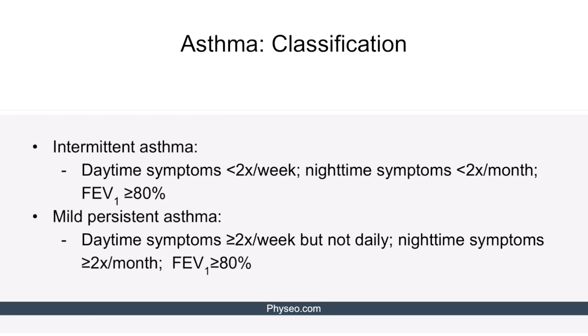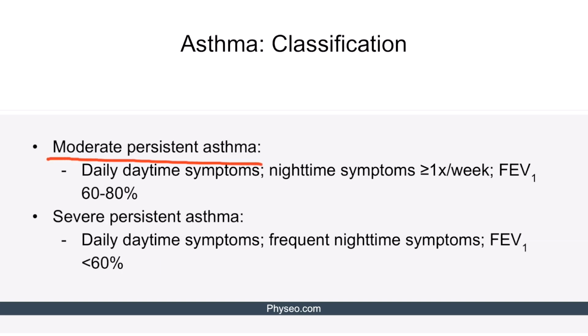Asthma is classified into intermittent, mild persistent, moderate persistent, and severe persistent forms. Intermittent asthma is characterized by daytime symptoms less than twice per week, nighttime symptoms less than twice per month, and an FEV1 of at least 80%. Mild persistent asthma, on the other hand, is characterized by daytime symptoms greater than 2 times a week, but not daily, nighttime symptoms greater than twice per month, and an FEV1 of at least 80%. Moderate persistent asthma is characterized by daily daytime symptoms, nighttime symptoms at least once per week, and an FEV1 from 60% to 80%. Finally, severe persistent asthma has daily daytime symptoms, frequent nighttime symptoms, and an FEV1 less than 60%.